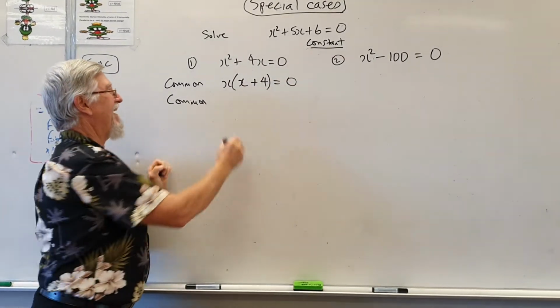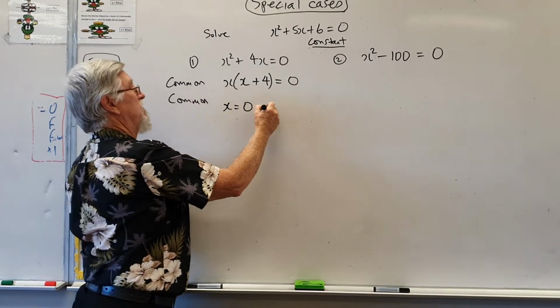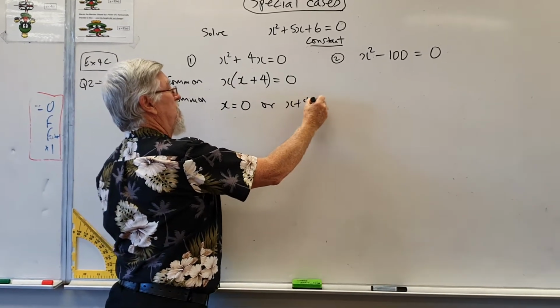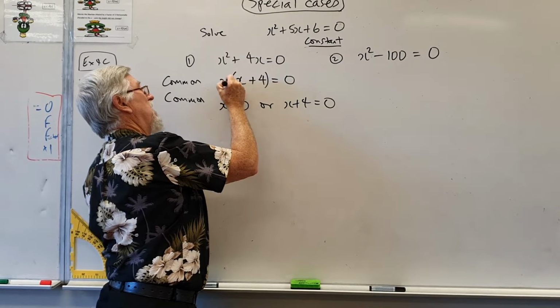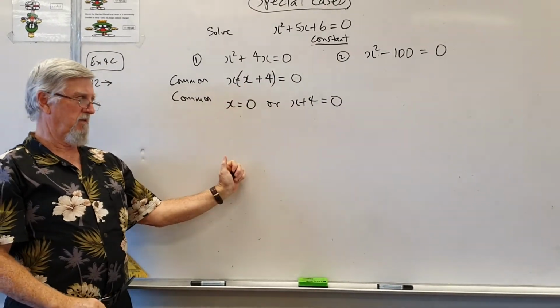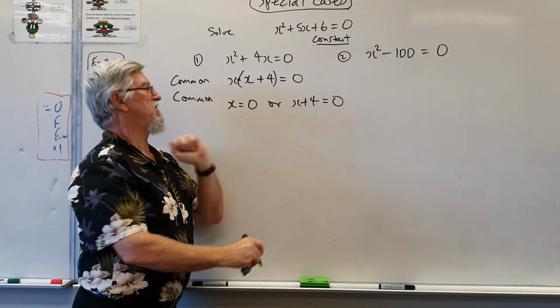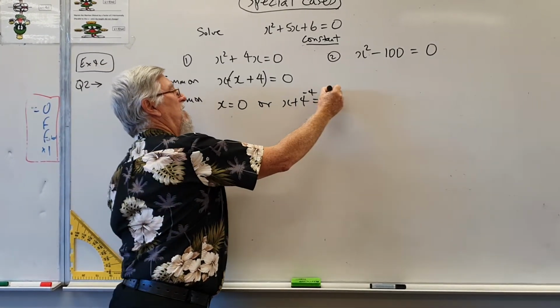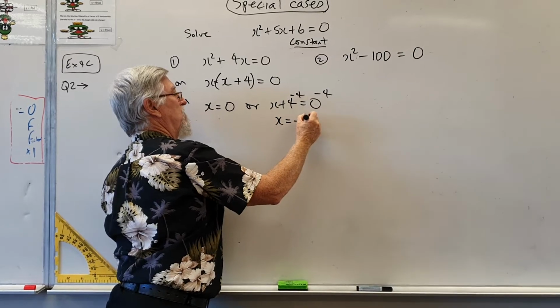So our two answers are either the first one equals 0 or the second one equals 0. Why is that true? Because we're doing multiplication here. Factorise means put a multiplier in, which we've just done. Either that one is true or that one is true. That's obvious. If we take 4 from both sides, we've got X is minus 4.